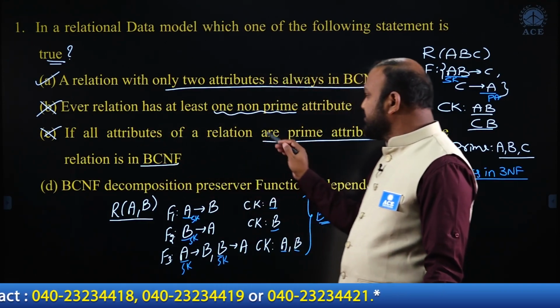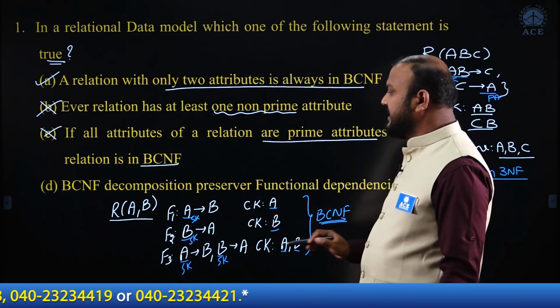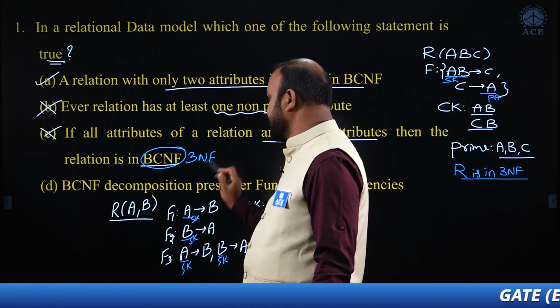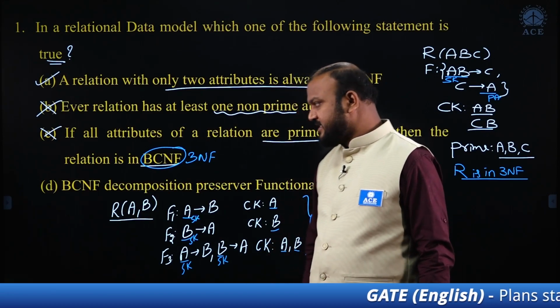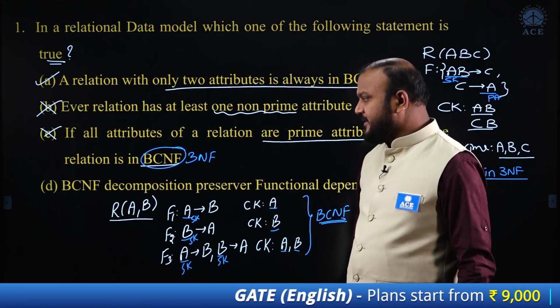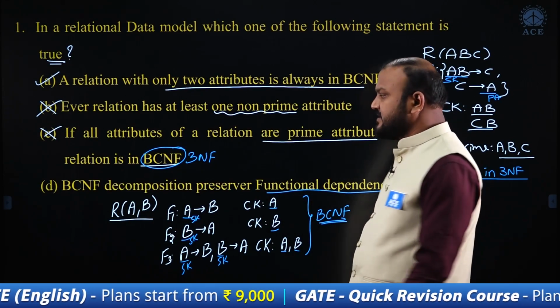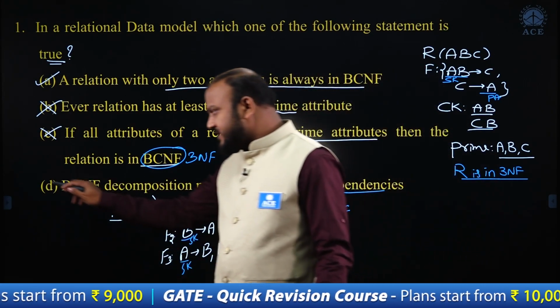What was the statement given? If all attributes of a relation are prime attributes, then the relation is in BCNF. It is not BCNF, it could be 3NF. But given BCNF, wrong statement. Option D. BCNF decomposition preserves functional dependencies. It is a wrong statement.